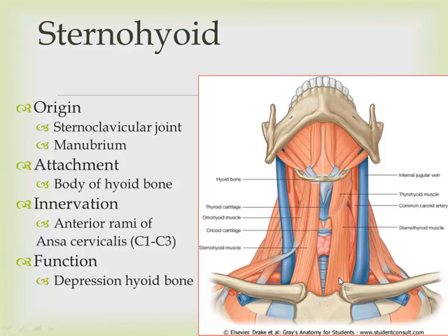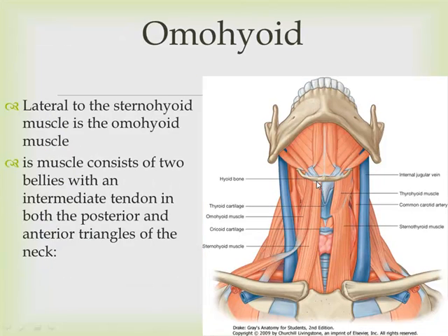Sternohyoid. Sternum. And it will attach where? Hyoid. So the name is giving you the location of this muscle, sternohyoid. And the innervation will be the anterior rami of the Ansa cervicalis. And the function of it, if it contracts, obviously it would depress the hyoid bone a little bit downwards.